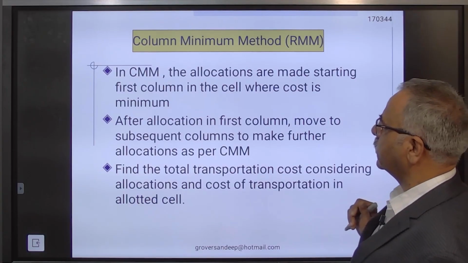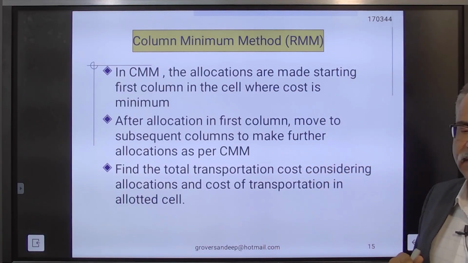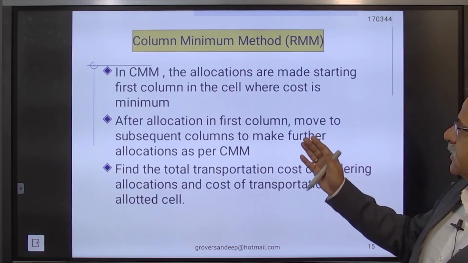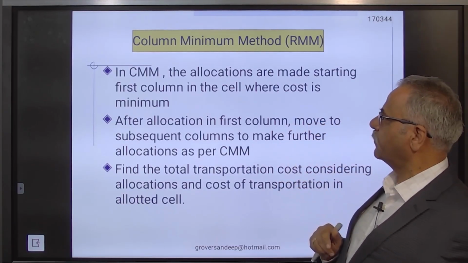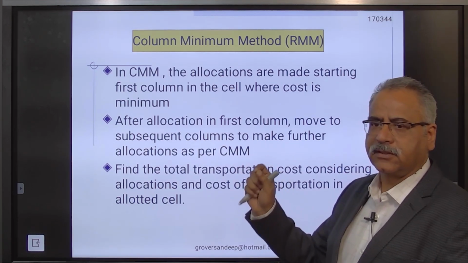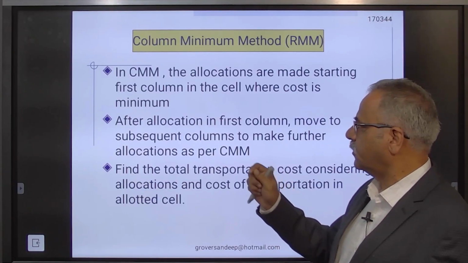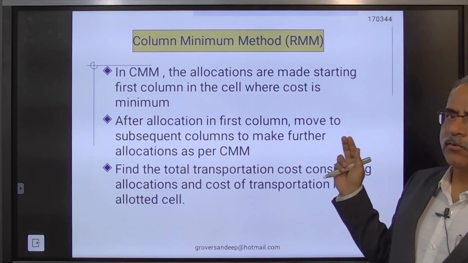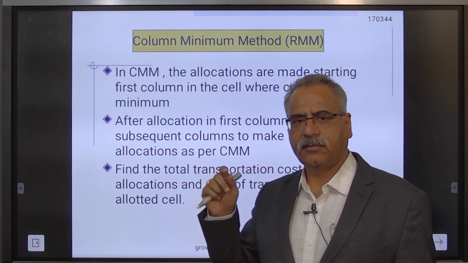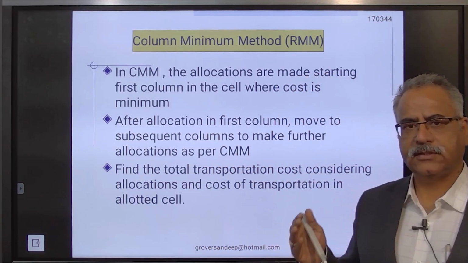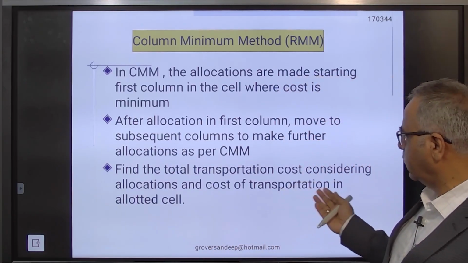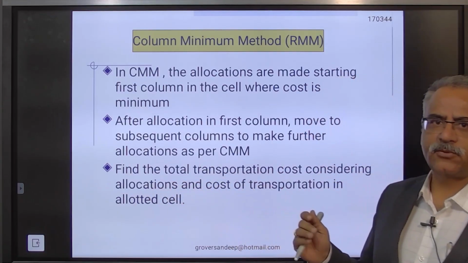Now, let us move on to the third one, that is the column minimum method. As we were talking about the rows in the row minimum method, here we will talk about the columns. So, in CMM the allocations are made starting from the first column where the cost is the minimum. So, in the first column, see which is the minimum cost, make the maximum allocation that you can make here, and after allocation in the first column, move to the subsequent columns, and then make further allocations based on the minimum cost in that particular column. So, once you exhaust the first column, only then you need to move to the second column, okay, and then accordingly find out the total transportation cost.